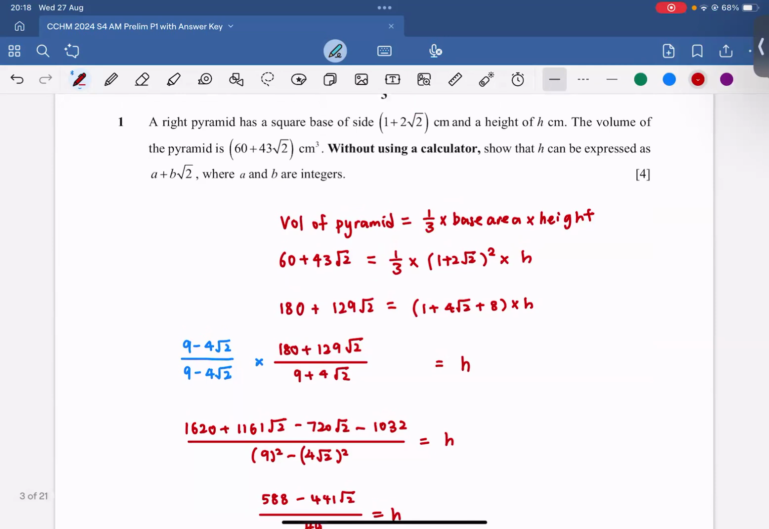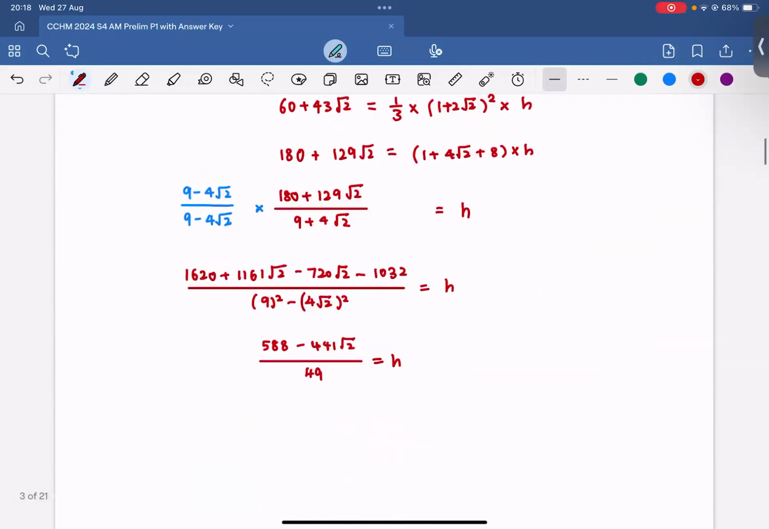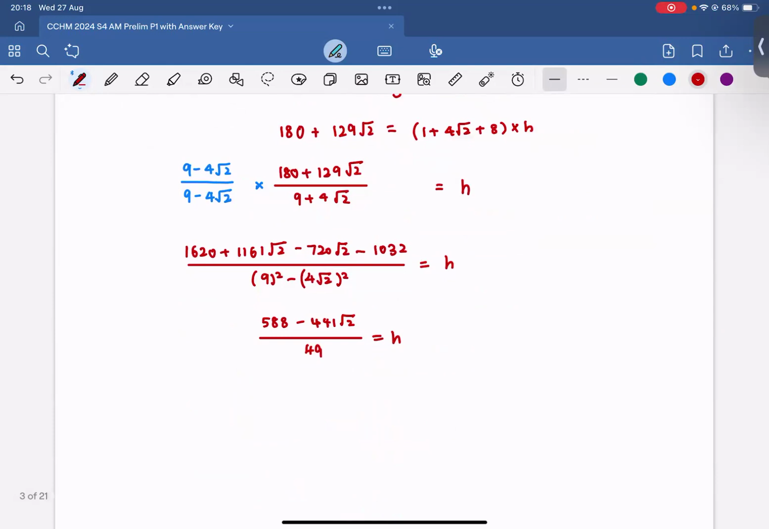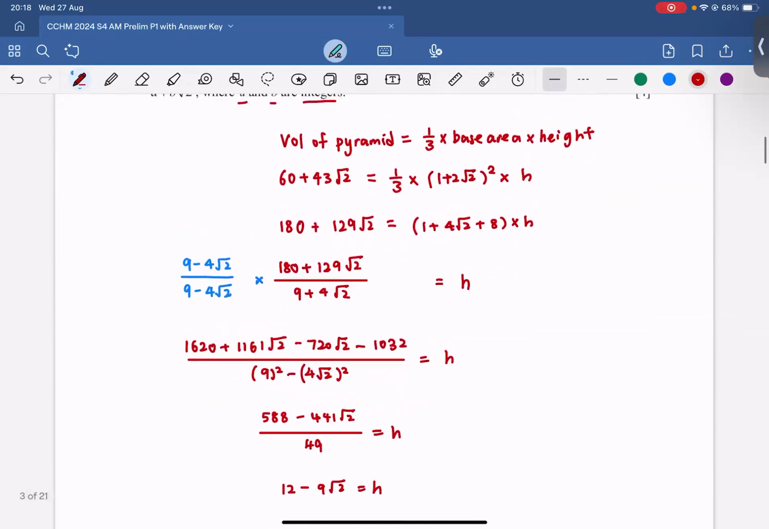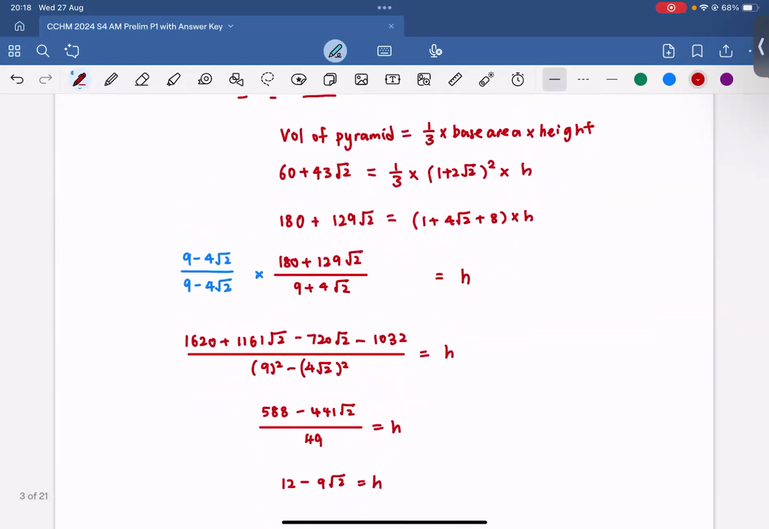Question says h can be expressed as this, a and b are integers. So now what we need to do, we need to take 588 divided by 49. So if you divide and you realize that your answer is not an integer, that means your working is wrong already. Okay, so that is the answer. Do you need to write down what is x, what is a, what is b? Don't need, because the question just asks you to express in this form.